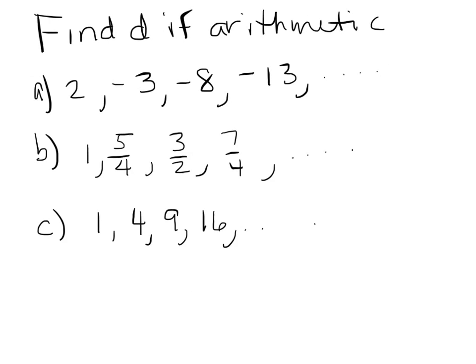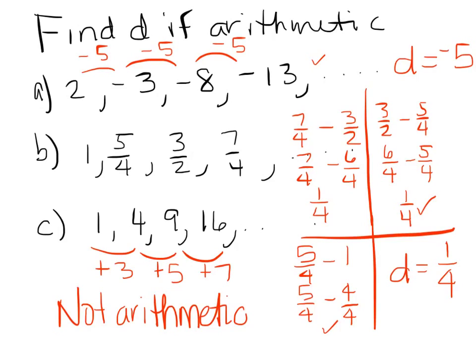All right, I'm going to let you try and find out if the following are arithmetic. That's the first thing you have to do, decide is it arithmetic or not, and then tell me what that common difference is. So I'm going to pause it, let you try it, and see if we get the same results. Okay, I got D is -5, D is 1/4, and the last example was not arithmetic. So go to the next slide, or I'll give an explanation.